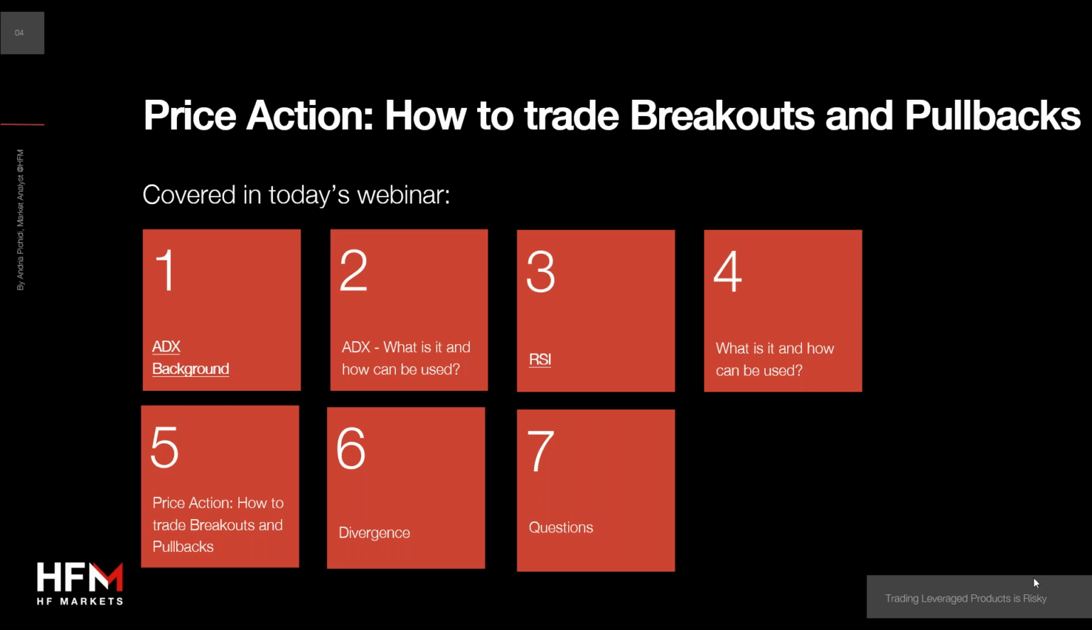This is what we're gonna cover today, as I already told you guys. We'll try firstly to explain a bit what the ADX and RSI are and how they can be used, because we might have people here that are not really familiar with these two indicators. And then we're going to emphasize on understanding how we can trade breakouts and pullbacks using ADX and RSI indicators. And if we have any extra time, we're going to see also some examples with divergence.